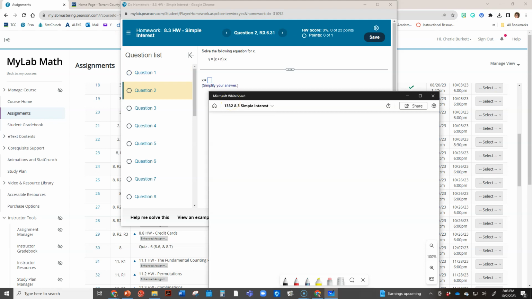So in this problem, we have what we call a literal equation. It's literal because it doesn't have any numbers. And they want us to solve for x. All that means is they want x to be by itself. So instead of saying y equals, they want it to say x equals. Right now it says y equals, it's solved for y. They want it to solve for x.